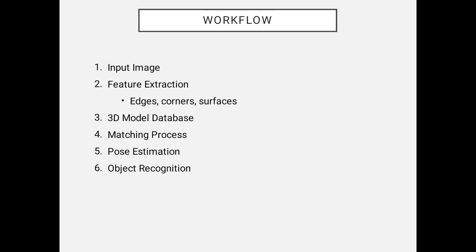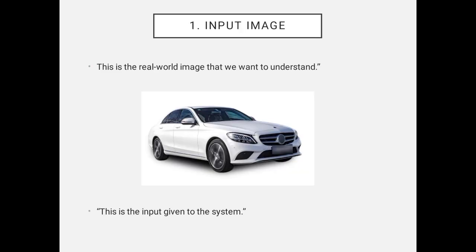First, look at the input image. This is the input image captured from a real world environment using a camera. It can be a static image or a video frame. The quality of this image affects the overall performance of the system, which means a clear image with less noise gives better results. For example, here we have a car. This is the input given to the system.